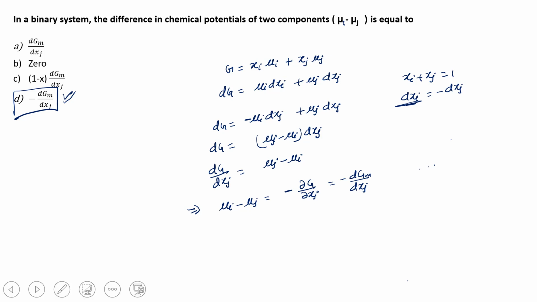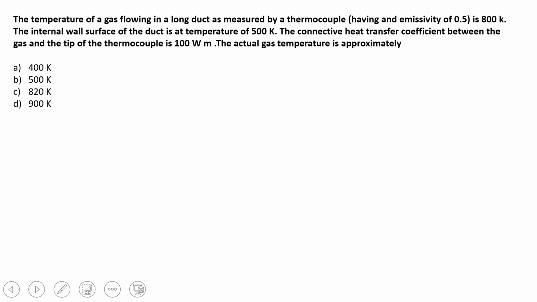Fine. Next question. The temperature of a gas flowing in a long duct, as measured by a thermocouple having emissivity of 0.5, is 800 Kelvin. The internal wall surface of the duct is at a temperature of 500 Kelvin. The convective heat transfer coefficient between the gas and the tip of the thermocouple is 100 watt per meter squared Kelvin. The actual gas temperature is approximately what?